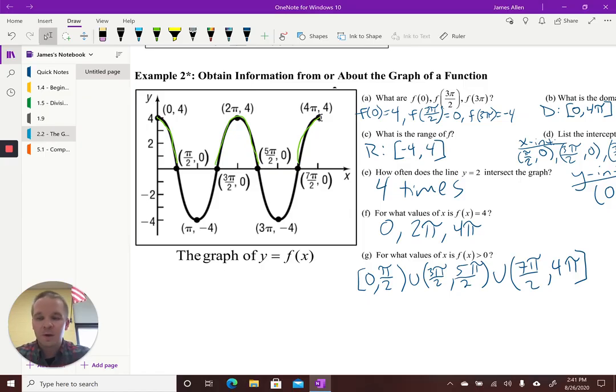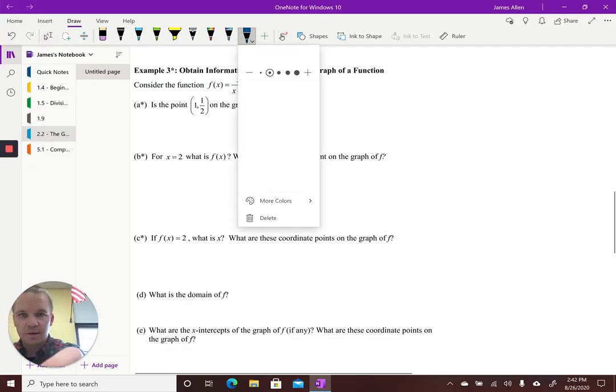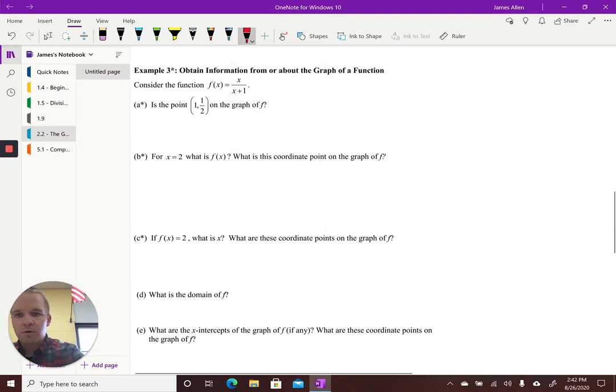Now we move on to example number 3. All righty. So consider the function. Now we're dealing with an equation here for it: x over x plus 1. Rational functions, they're fantastic. Is the point 1 comma 1/2 on the graph of f? Well, how can we figure that out? How about we plug it in? And I'm going to switch colors because I think it gets kind of monotonous when we do the same color the whole time. All right, we'll go red.